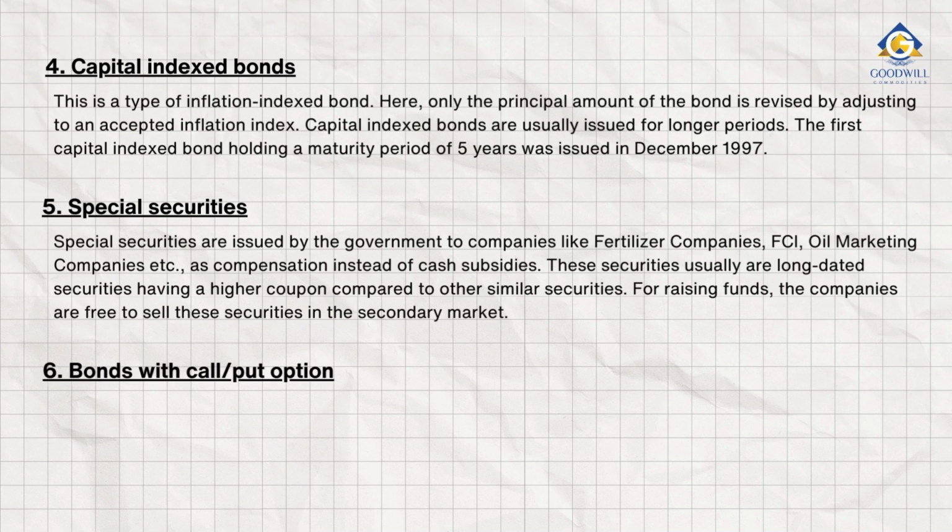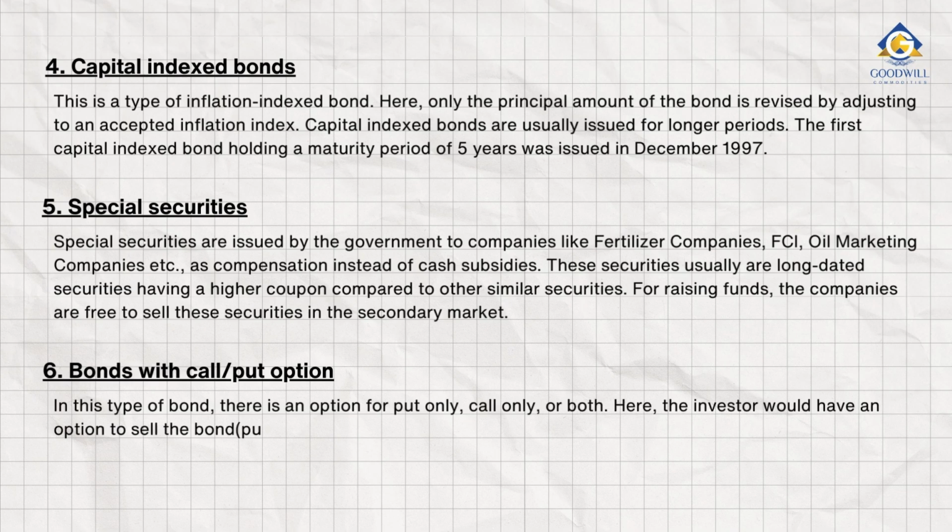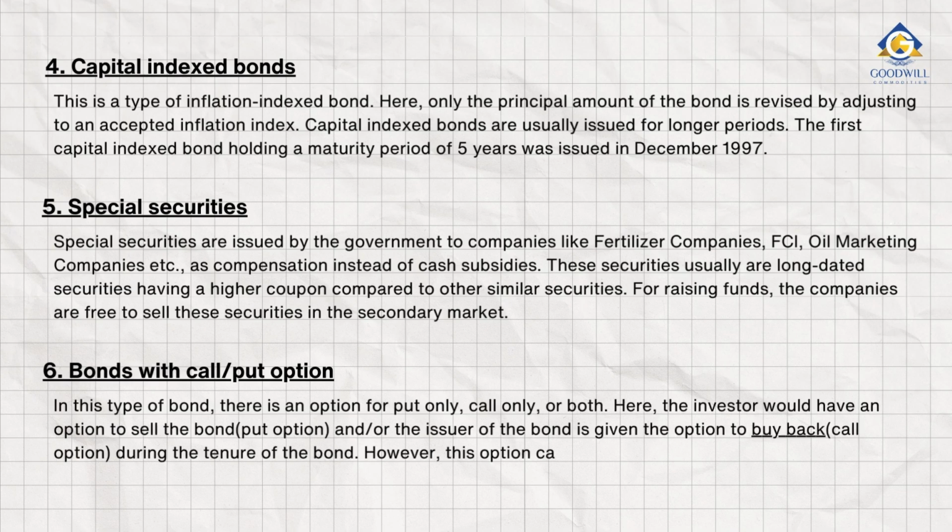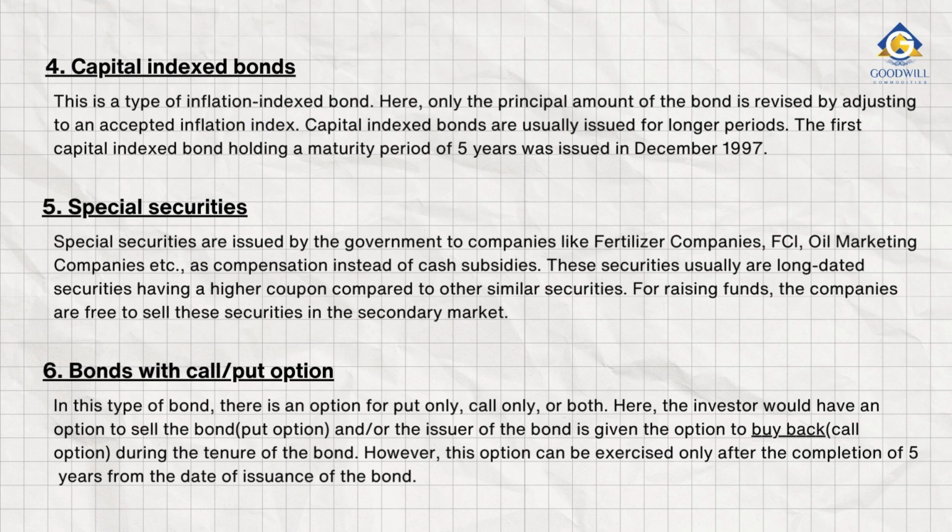6. Bonds with call and put option. In this type of bond, there is an option for put only, call only, or both. Here, the investor would have an option to sell the bond, put option, and/or the issuer of the bond is given the option to buy back, call option, during the tenure of the bond. However, this option can be exercised only after the completion of 5 years from the date of issuance of the bond.